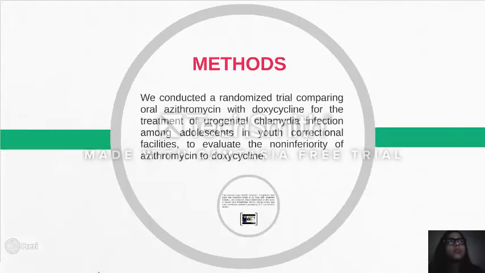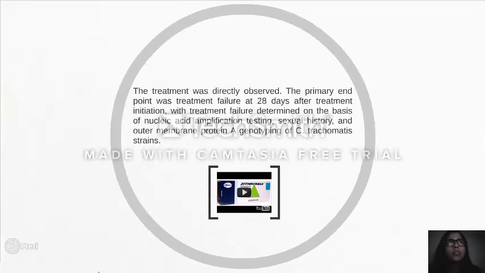Methods: we conducted a randomized trial comparing oral azithromycin with doxycycline for the treatment of urogenital chlamydia infection among adolescents in correctional facilities to evaluate the non-inferiority of azithromycin to doxycycline. The treatment was directly observed. The primary endpoint was treatment failure at 28 days after treatment initiation, with treatment failure determined on the basis of nucleic acid amplification testing, the sexual history, and outer membrane protein A phenotyping of the C. trachomatis substrain.